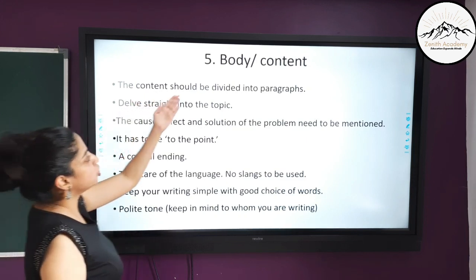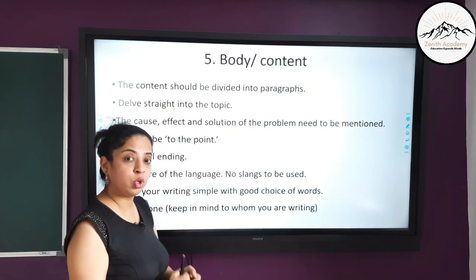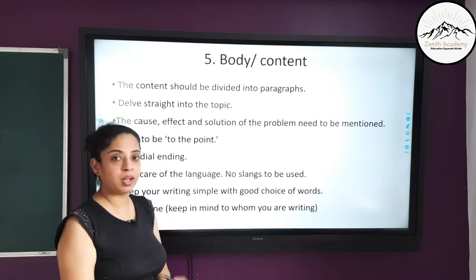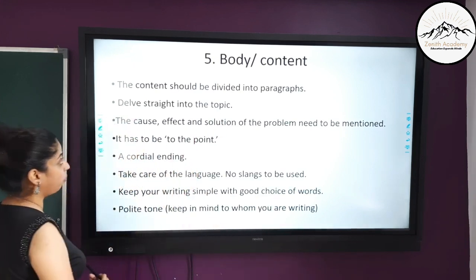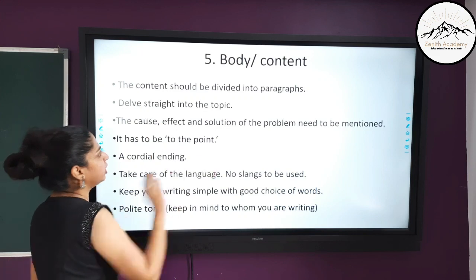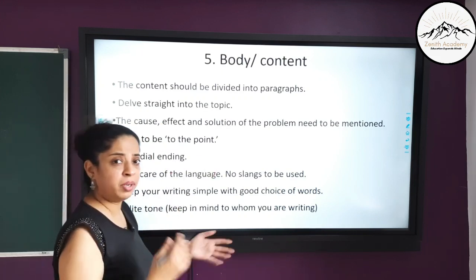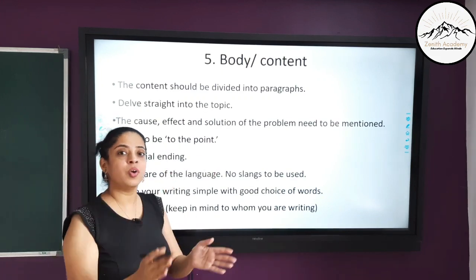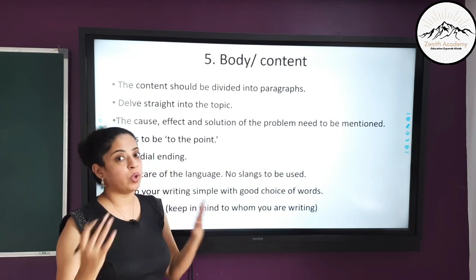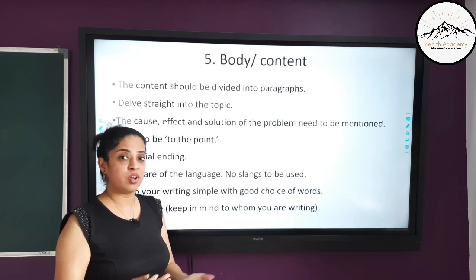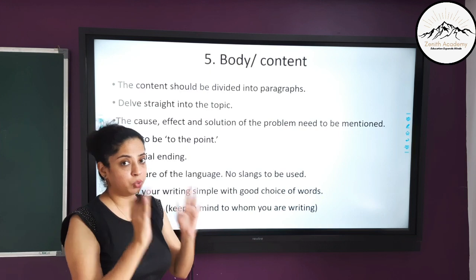Now let's talk about the body or content. The content should be divided into paragraphs. You should not write the letter in one single paragraph. Delve straight into the topic. Do not beat around the bush. The person you are writing the letter to is very busy, and since you are writing a formal letter, you have to write to the point.